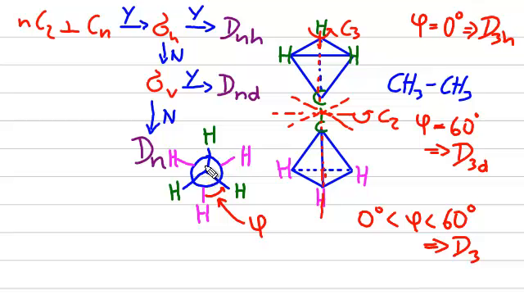Here you can easily see where the principal axis is located. So this one here is the C3 principal rotation axis. And here is the C2 rotation axis, which goes through the center of the molecule. And there are 3 of these C2 rotation axes.